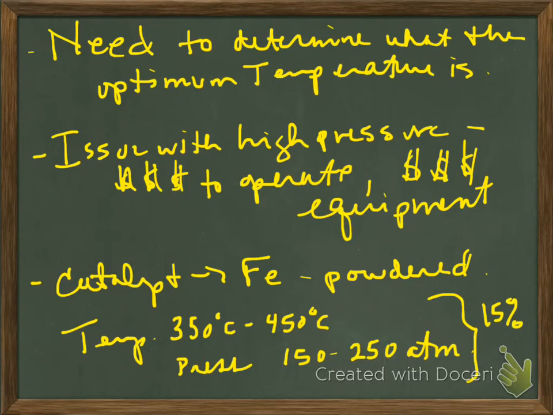And it's interesting that even with these, the yield only happens to be about 15%. So what they end up doing is taking the liquid, they cool the process down, remove the ammonia, and they recycle the gas. And by recycling, you bring the yield up to 85%, which is an acceptable rate.